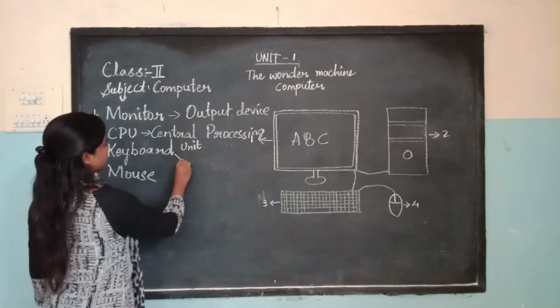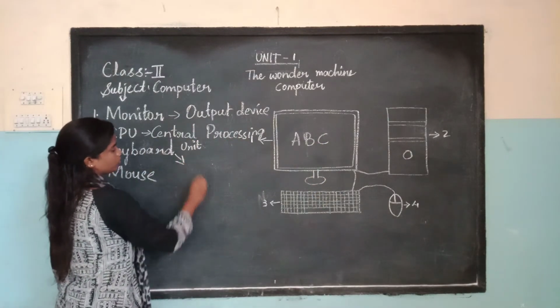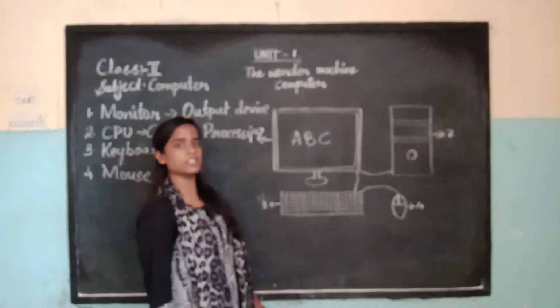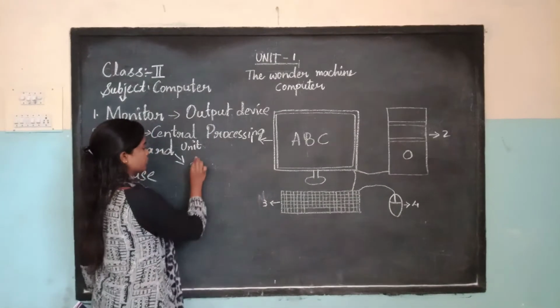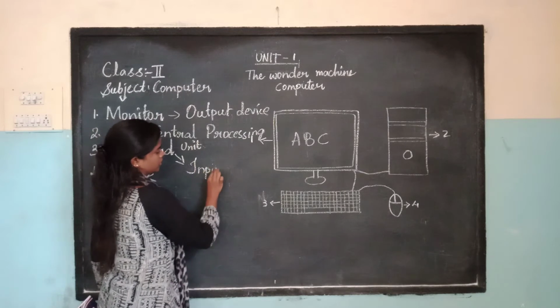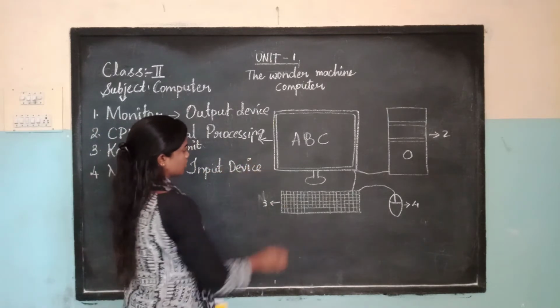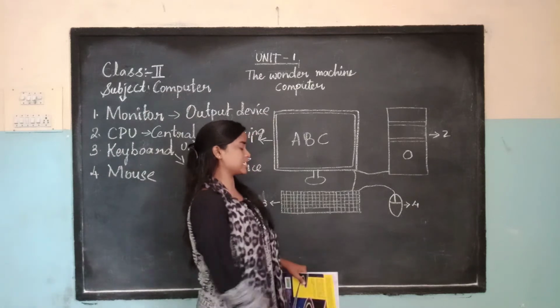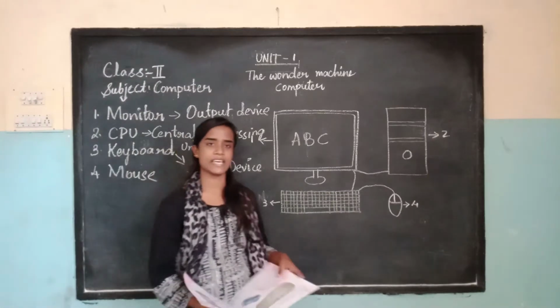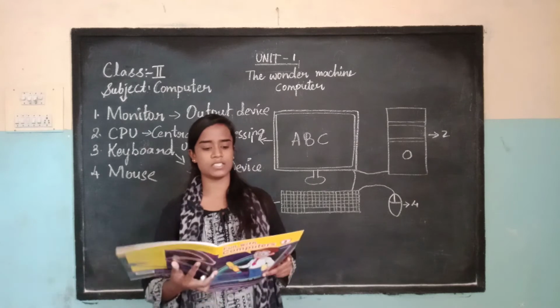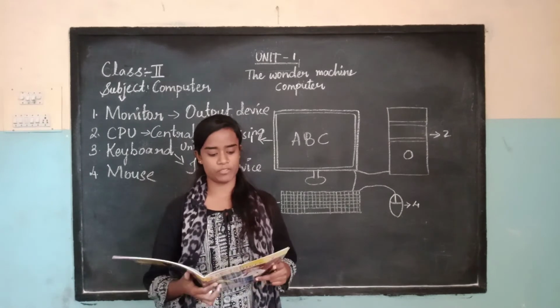So what is a keyboard? Is keyboard an output device or an input device? Yes, it's an input device. Keyboard is an input device. So whatever your letters, your numbers, any signs you can type with the help of the keyboard.